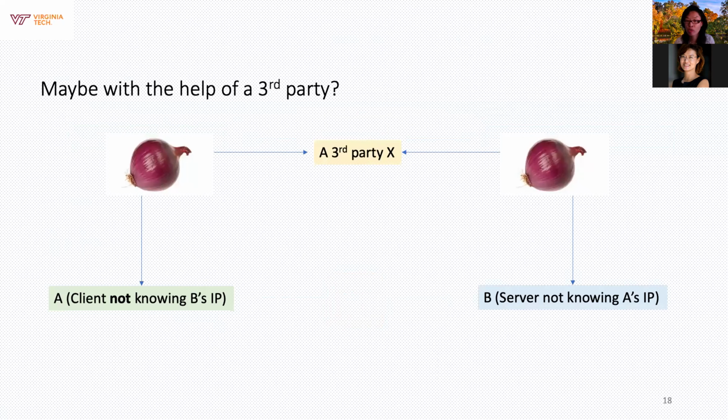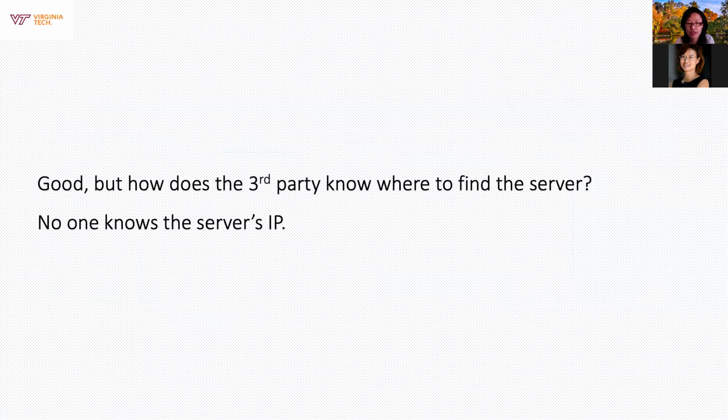Maybe use the help of a third party. Did you think of this? Use a third party. Maybe A onion routes to the third party X, and B onion routes to X, and then they somehow know each other. Sure, yeah. That's actually essentially the basic idea. You have two separate onion routes, and then you have someone who manages to marry the two routes together. In this way, both A and B can stay anonymous.